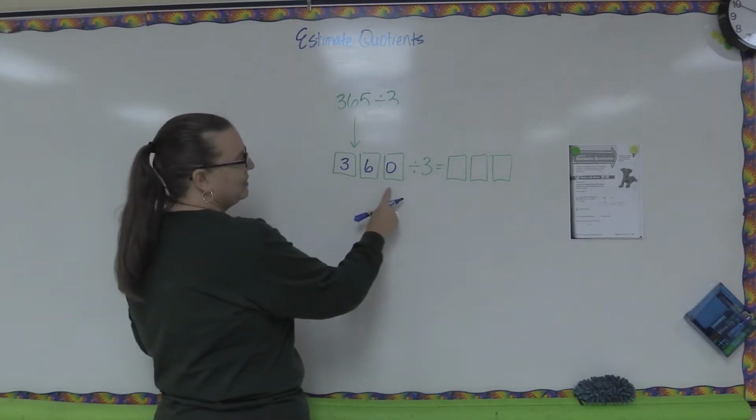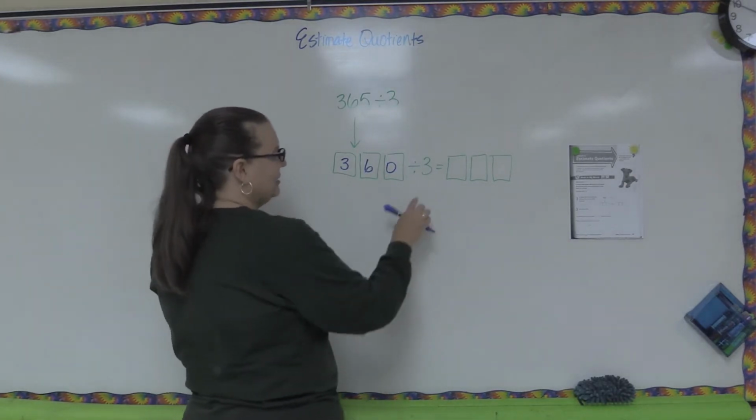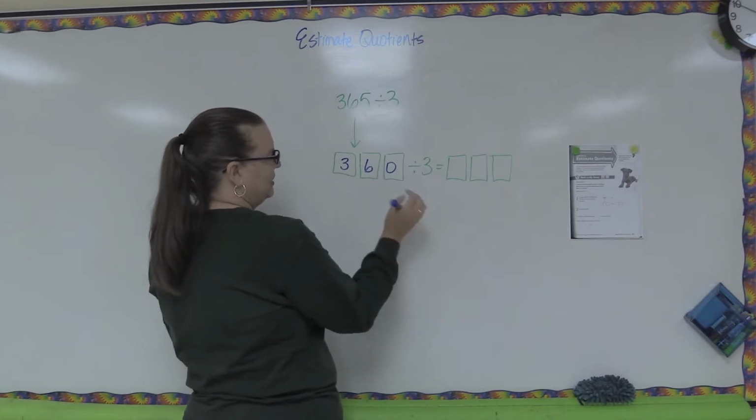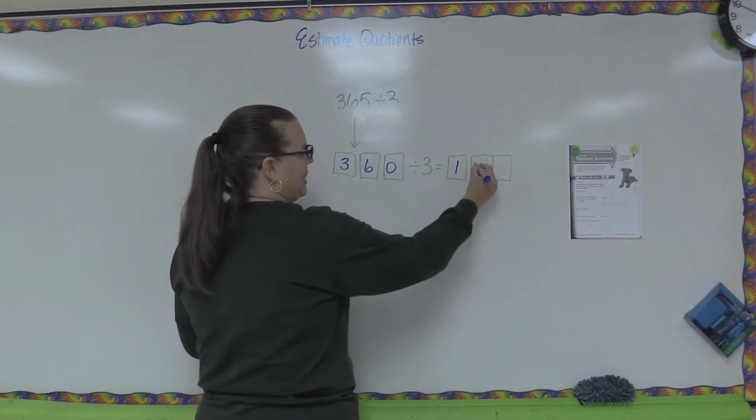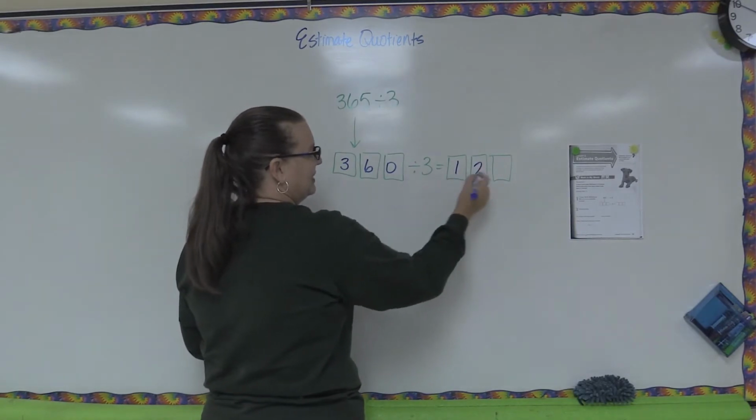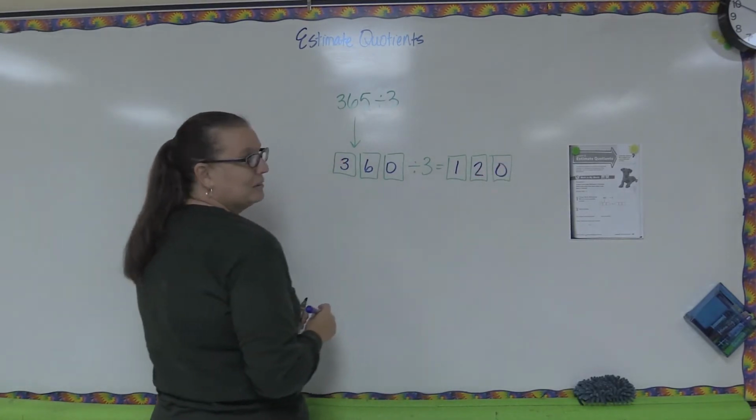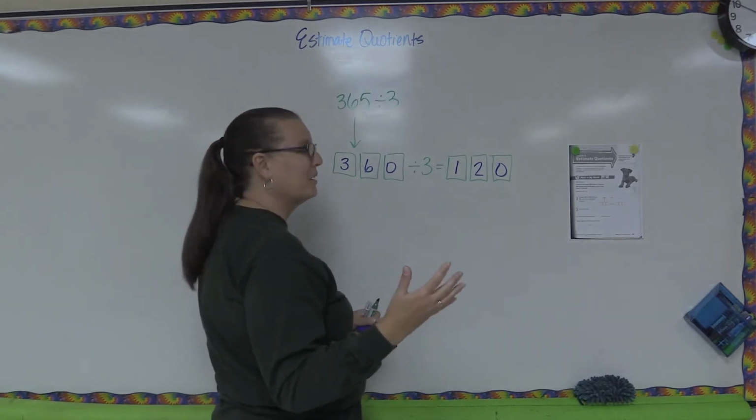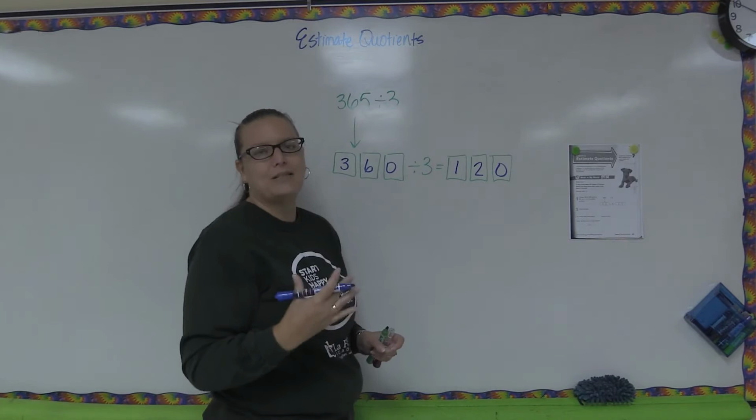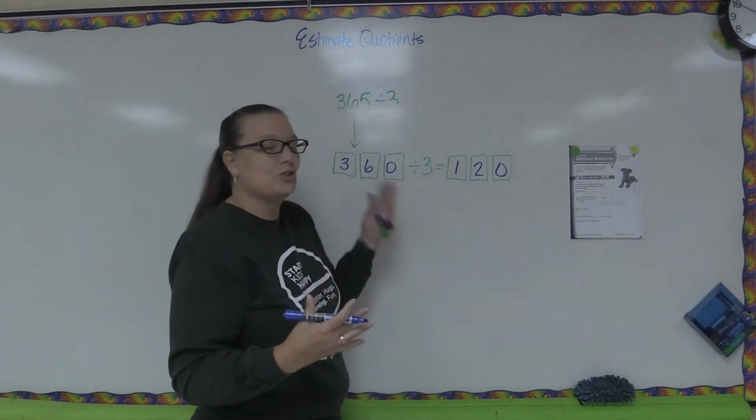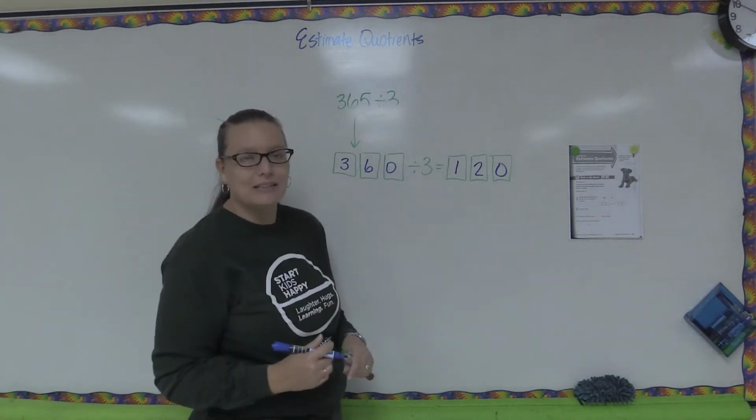So if we have 360 divided by 3, you're thinking to yourself, how many 3's fit into 3? That's 1. How many 3's fit into 6? That's 2. And how many 3's fit into 0? That's 0. So we've kind of taken this math problem and done it in our heads. If you need to, it's totally okay to write out the division problem. Just because they say try to do it mentally doesn't mean you have to do it mentally.